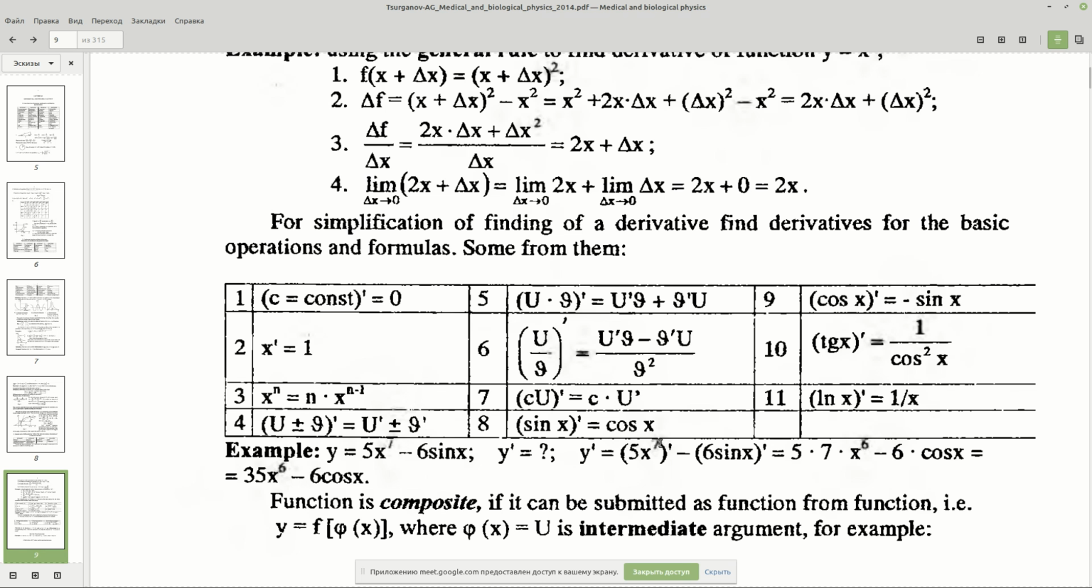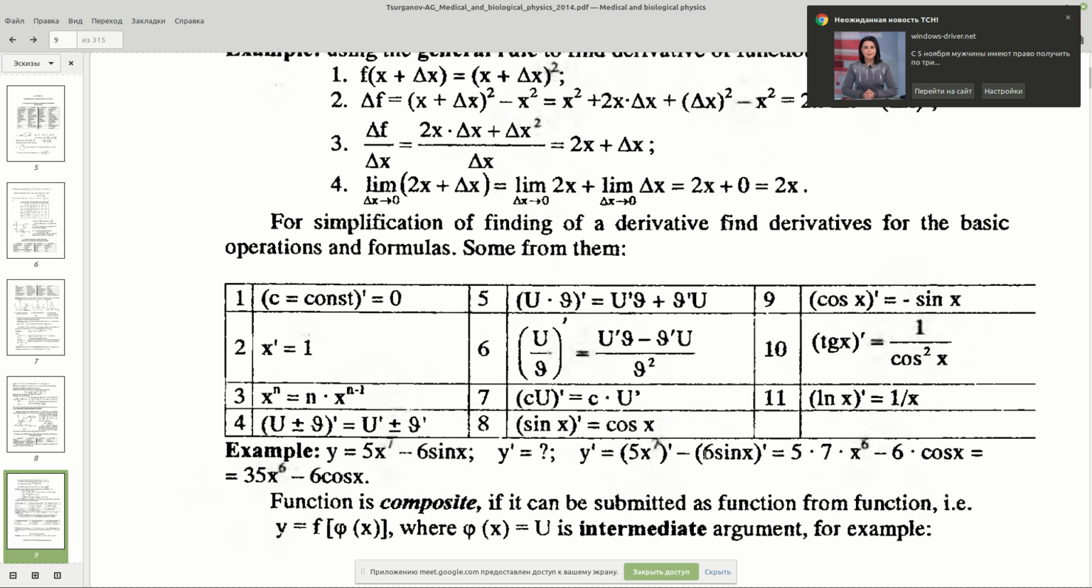So we receive from this formula that x to the power of 7 gives 7 multiplied by x to the power of 6. The 7 goes in front, and the 5 still remains because it's a constant. Then we have 6 multiplying sine x, whose derivative will be cosine, so 6 is just a multiplier here.